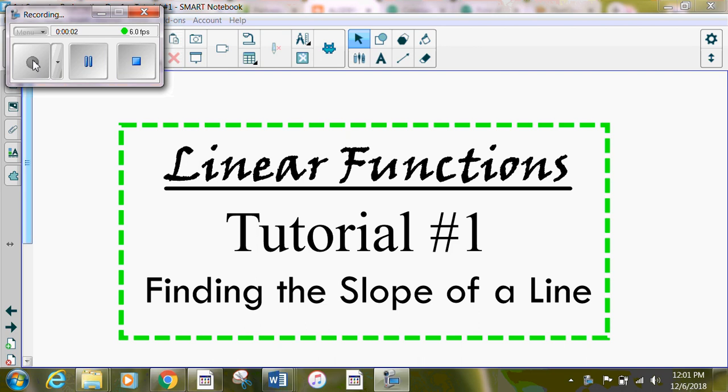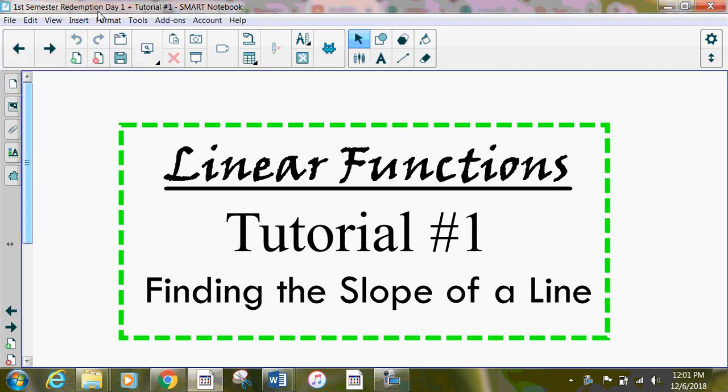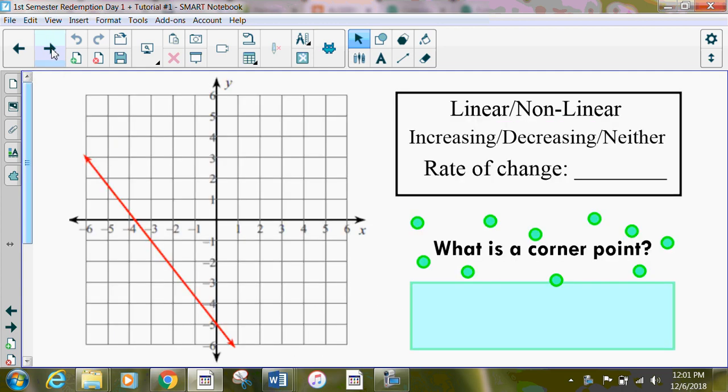All right, linear functions, tutorial number 1, finding the slope of a line. So we're going to interchange the words slope and rate of change. There are two different ways to say the same thing. So let's first look at this red line that we see on this XY coordinate plane.